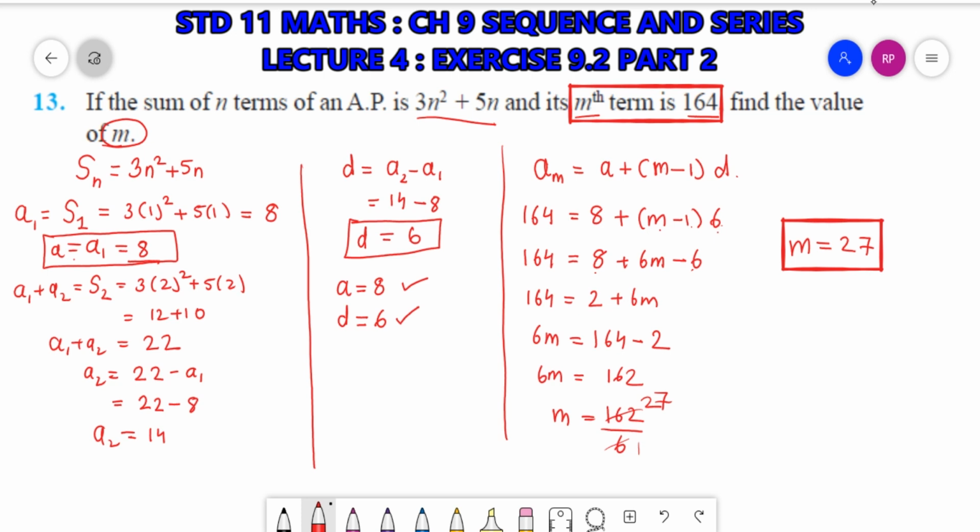Okay, so remember what we did. First we took the value of n as 1 and found out a1. Then we took the value of n as 2 and we found out a1 plus a2. And then putting the value of a1, we found out a2. From the values of a1 and a2, we found out the difference, that was equal to 6. Okay, so now we have a and d. The mth term is already given, that is 164. So using the formula of the mth term, we found out the value of m as 27. Okay, so this was about question number 13. Just note it down.